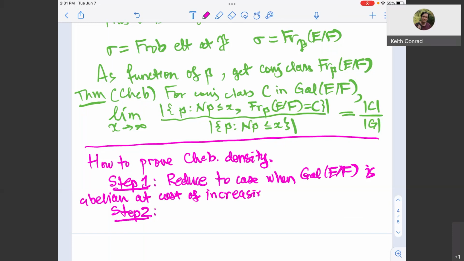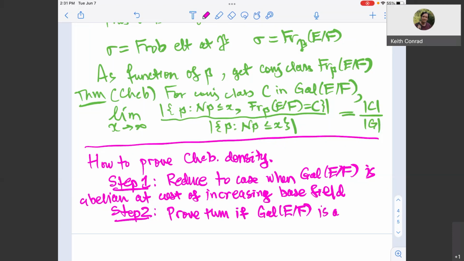So in the process of trying to prove this general theorem, we're going to replace F with a field in between E and F, and as a result, the smaller Galois group of E over that intermediate field will be abelian, and the general case can be reduced to that case depending on the conjugacy class. And then, of course, the next step is to prove the theorem if the Galois group is abelian. Or in fact, if it's cyclic, but that distinction is not going to materially affect the argument.